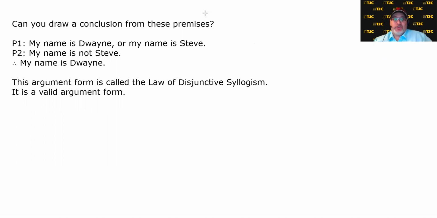Being a disjunction, the first premise has two simple statements in it, or two statements at least. One of them is my name is Dwayne.